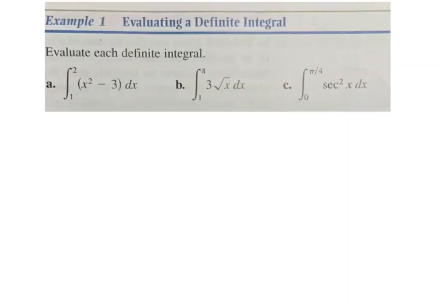So let's do some of these. So we have a, b, and c. The first one is x squared minus 3. We are going to take the antiderivative of x squared minus 3. All right? And so this is just a simple antiderivative. We add 1 to the exponent and divide by our new exponent. So for x squared, we should get x cubed over 3, right? Minus 3x. And they note it like this. So we're going to take that from 1 to 2. So we've done the antiderivative. We're going to take that from 1 to 2.